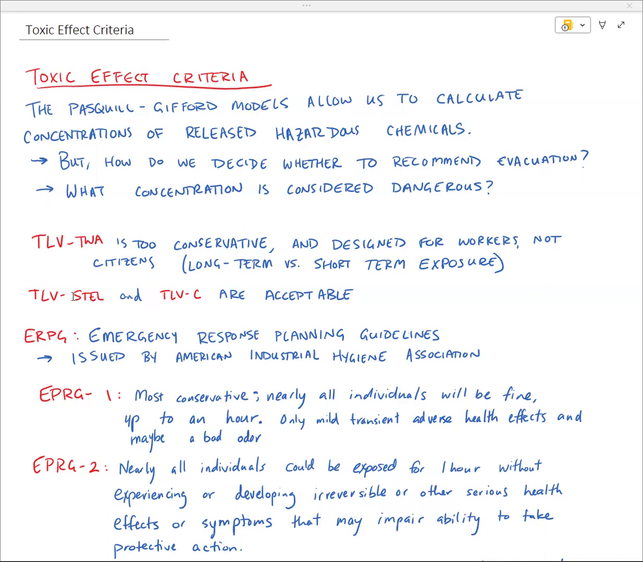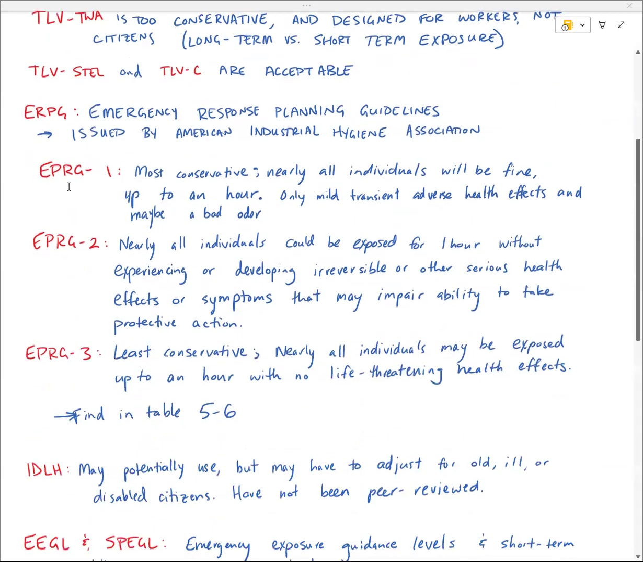You could use the STEL, the short-term exposure limit, or the C, the ceiling, if you'd like. These are acceptable, but there are some better options. The first one is ERPGs. These stand for Emergency Response Planning Guidelines. These are issued by the American Industrial Hygiene Association. There are three levels: ERPG-1, ERPG-2, and ERPG-3. They decrease, I'm sorry, in order of being conservative.